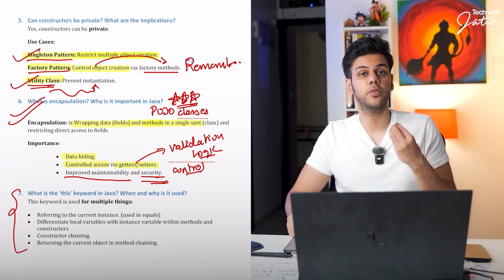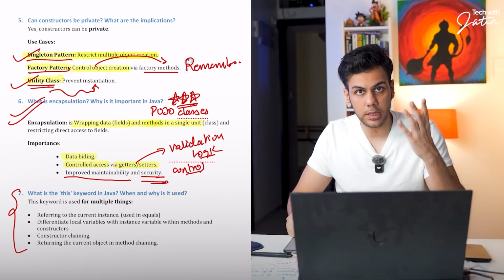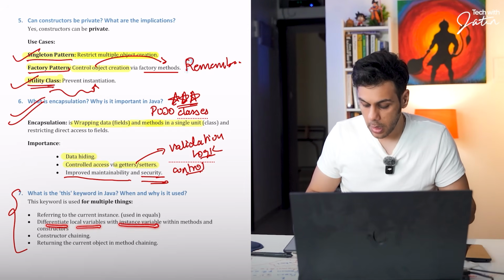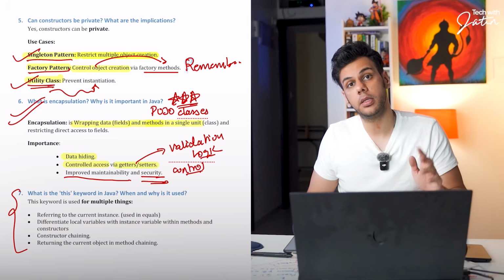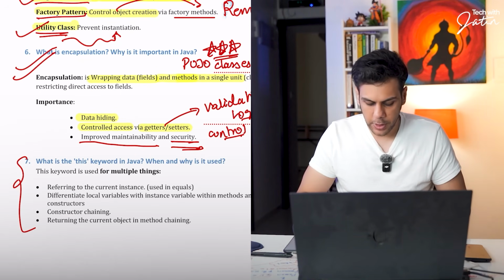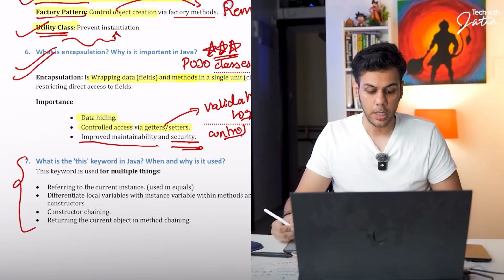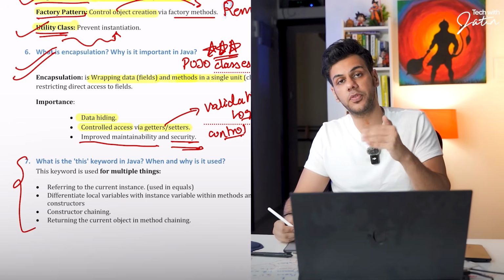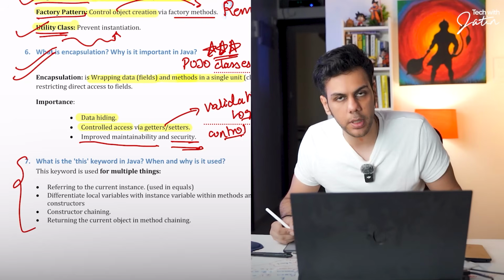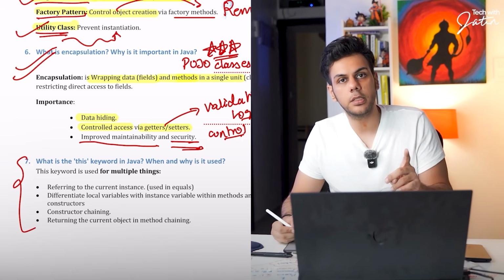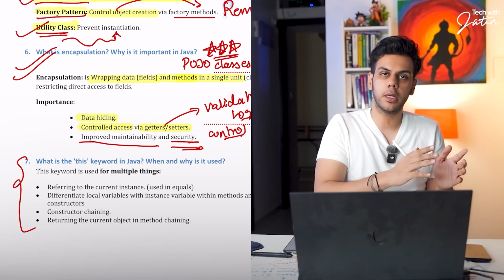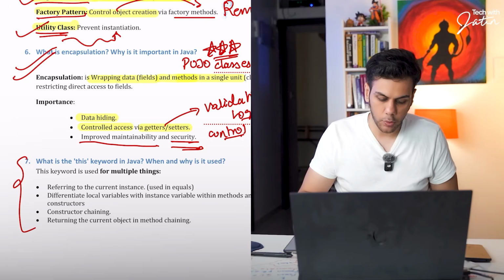So whenever I have to refer to the current object, I will be using the this keyword. The second thing is if I have to differentiate a local variable from an instance variable within a method or a constructor, then you're going to use the this keyword. The next thing is we use the this keyword for constructor chaining. So in order to call another constructor of the same class, we use constructor chaining. And remember, this is very important, only a constructor can call another constructor. Please make a note of this particular point.